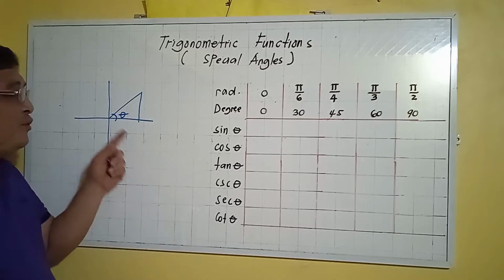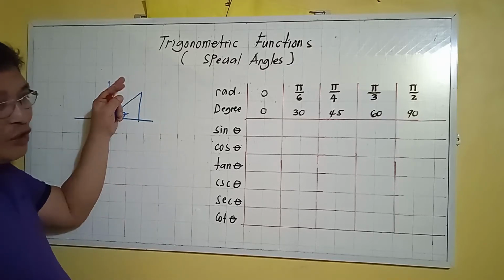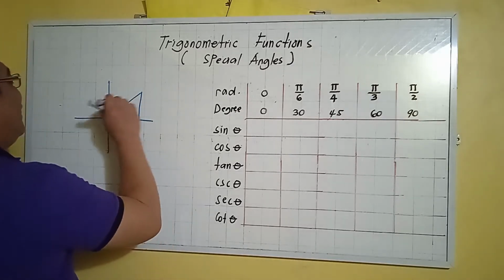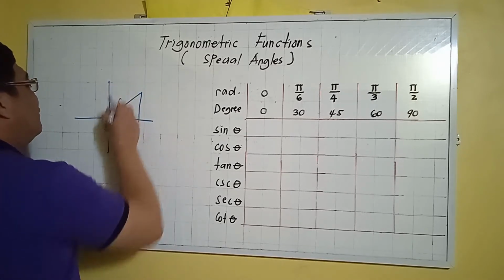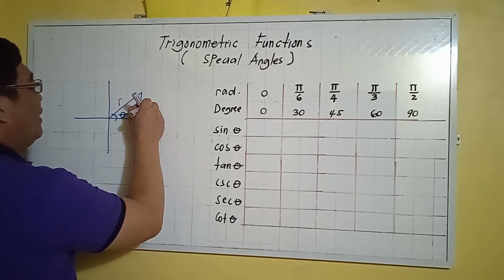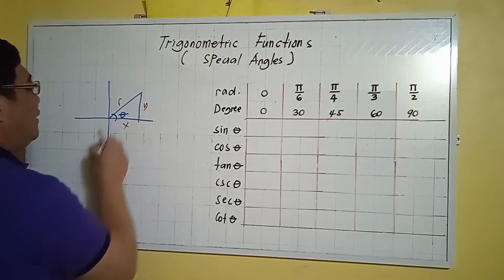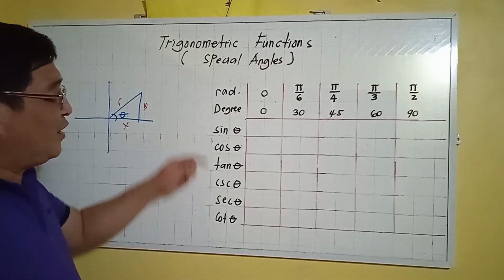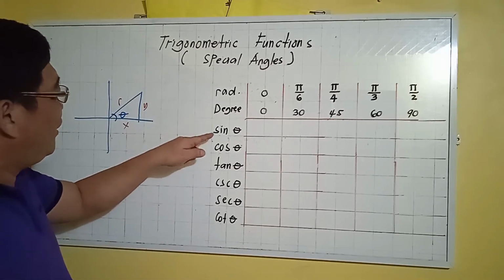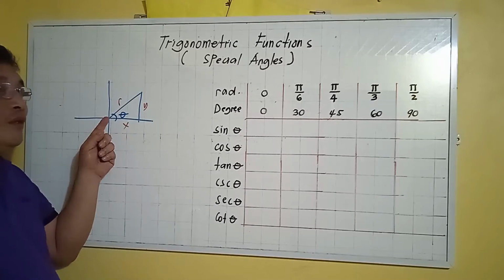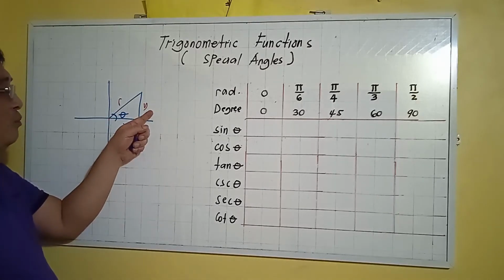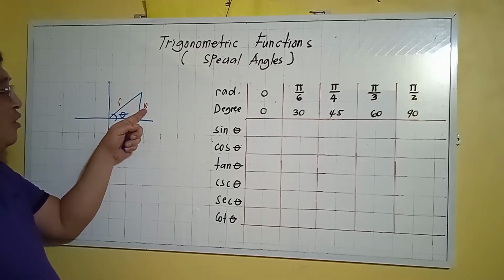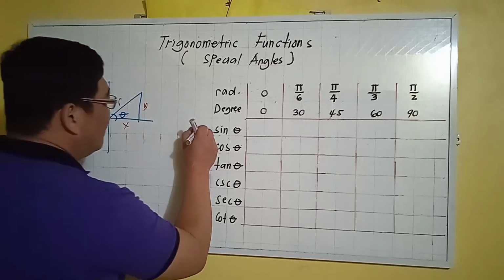Now, let's say we have a triangle at first quadrant. Let's say we have our radius, y, and x. Kunin natin yung ratio ng sine. The ratio of sine in this triangle, sine is opposite over hypotenuse. Opposite over hypotenuse is y over r.